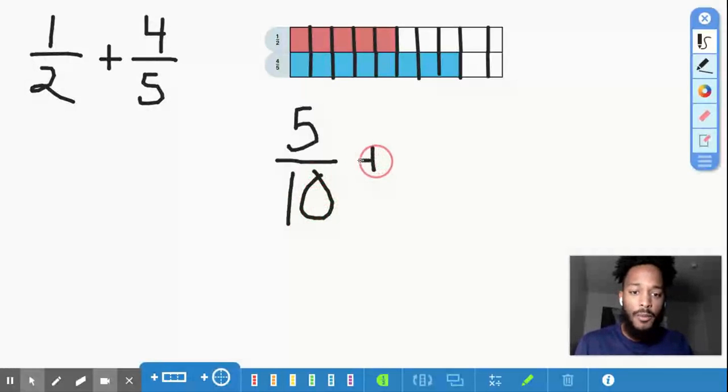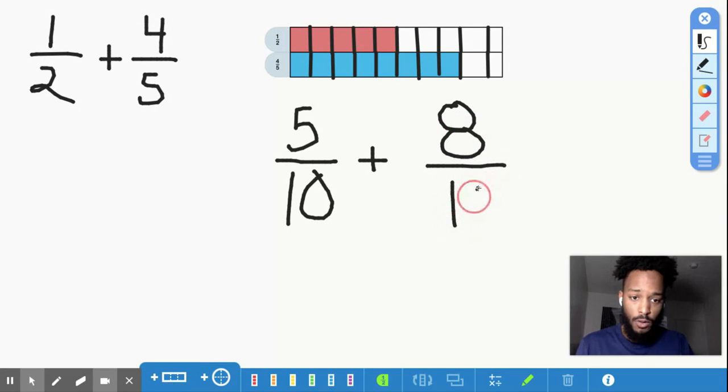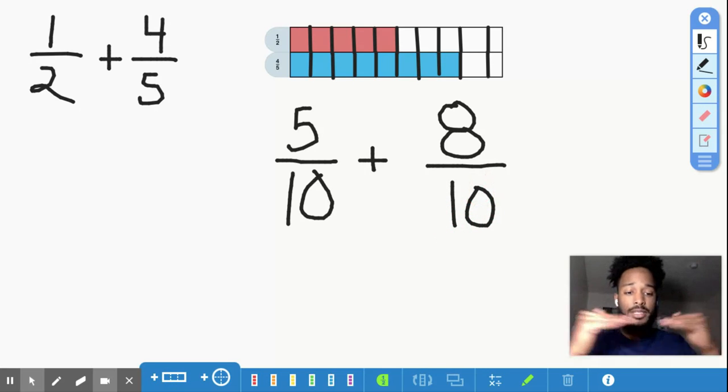Easy peasy. So now we've got to add. How many total blue squares do we see shaded in now? 1, 2, 3, 4, 5, 6, 7, 8. 8 out of, what is our denominator going to be? Remember, we did it at the top fraction, so we have to do it to the bottom fraction as well, right? It's 10. Both of them share that least common denominator. So we got 5/10 plus 8/10, right?